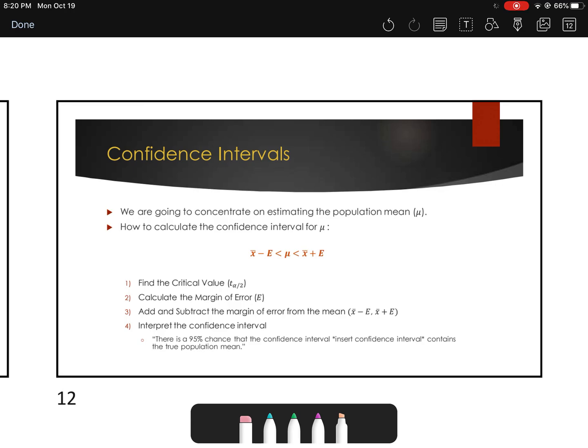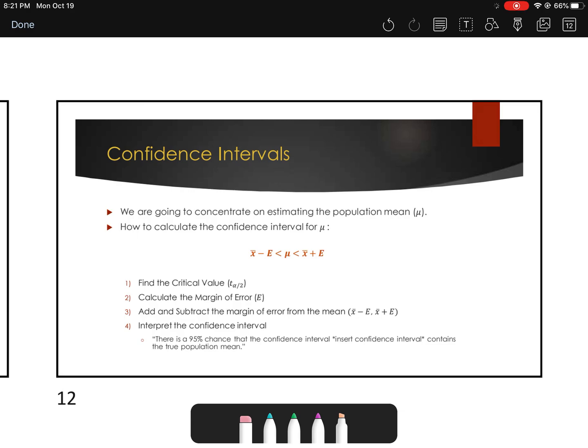Okay, so we're going to concentrate on estimating the population mean and how to calculate the confidence interval for mu. So you have your x bar, which is your mean in a sample, minus E, which is my margin of error, and mu is that population mean. Okay, so x bar minus E, x bar plus E.